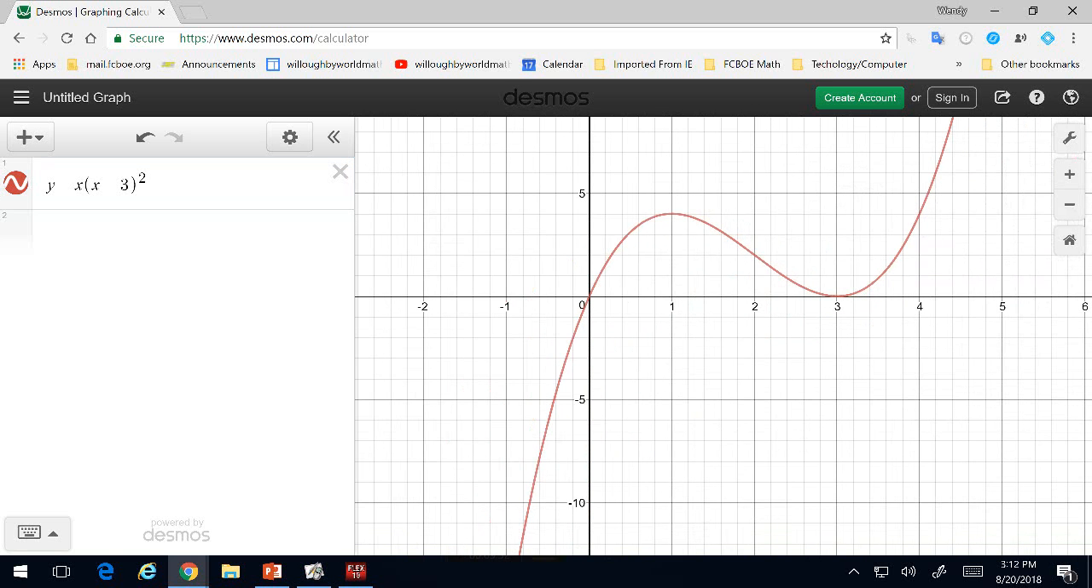Okay, so Desmos is a super cool online graphing calculator. It's actually the one that I use instead of my TI-84 most of the time when I'm at home. I don't even take my TI home anymore. I leave it here. The reason is it's extremely user-friendly.